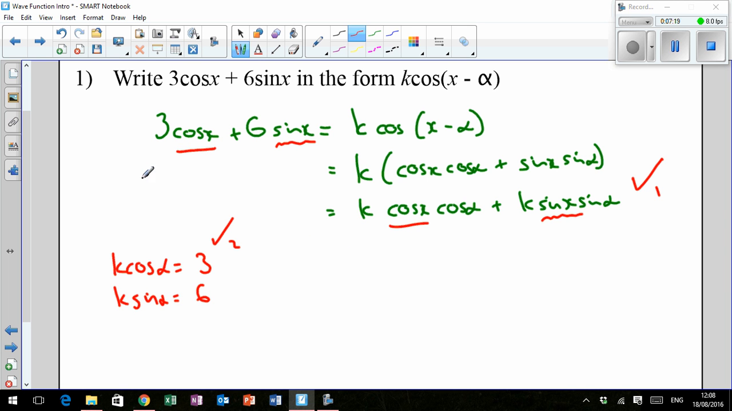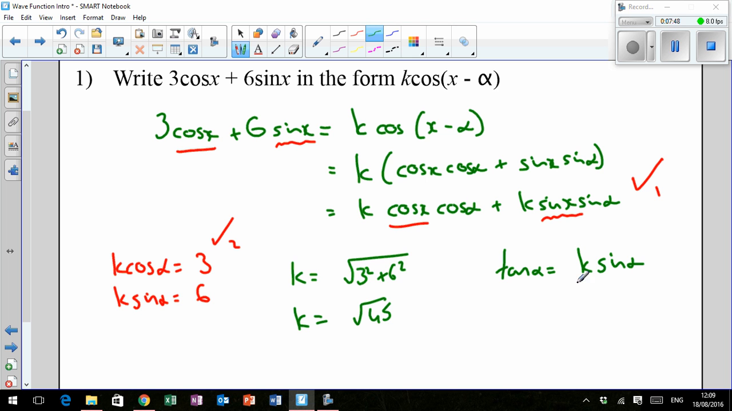Now this is where what we proved in the last slide comes in useful. We know that k is equal to the square root of, well, it was a squared plus b squared, but now it's 3 and 6. So we just take those two: 3 squared plus 6 squared. So k is equal to the square root of 45. Now to get alpha, we're going to turn it into tan. We know tan is equal to sin over cos. Be careful to make sure that you include the k, because that's what we've got. We don't have sin and cos, we've got k sin and k cos.